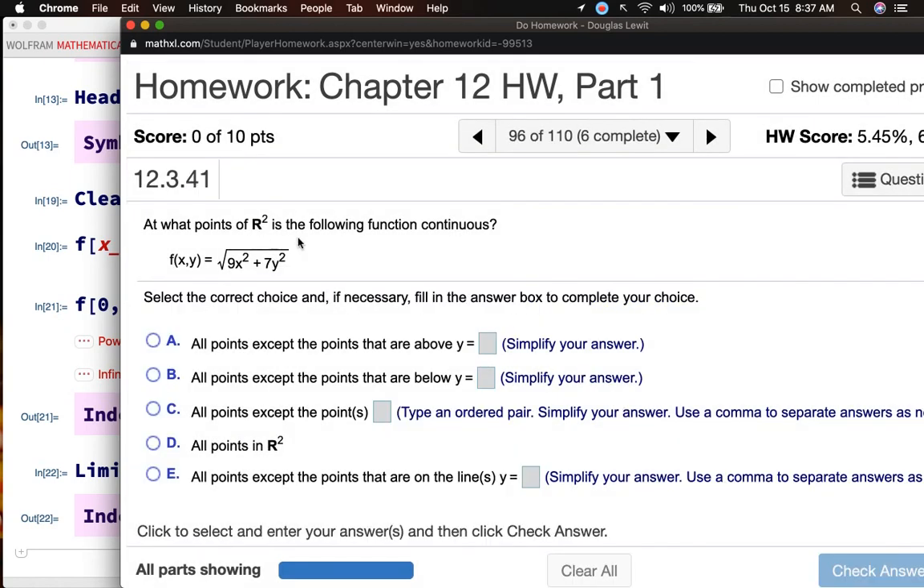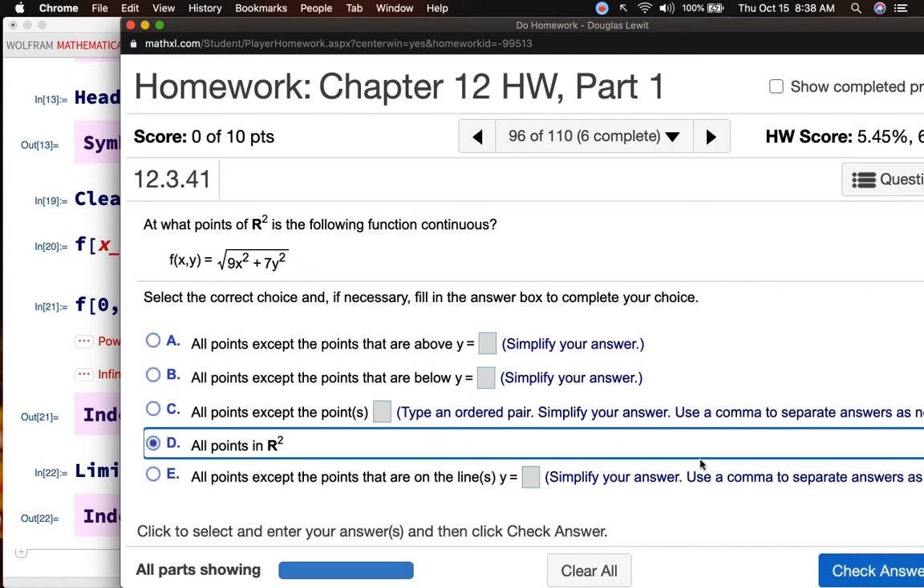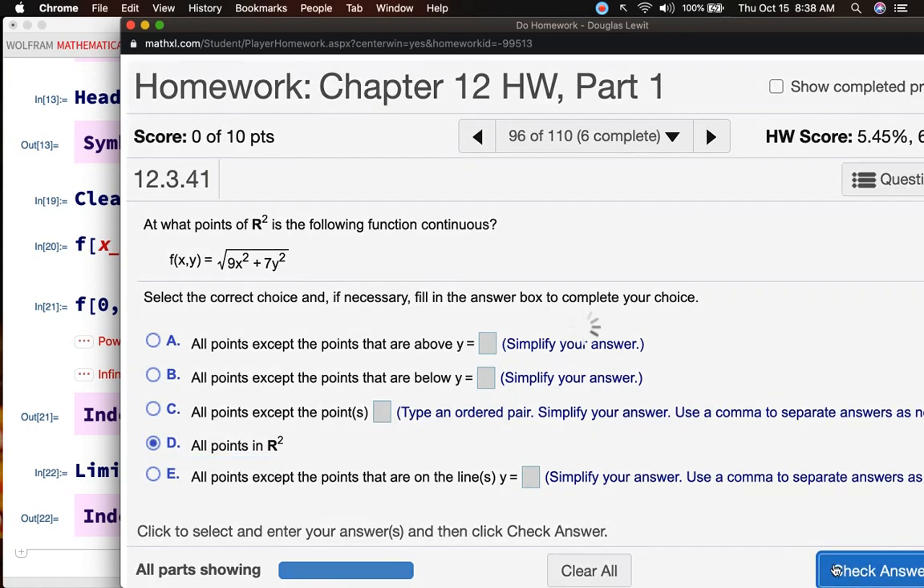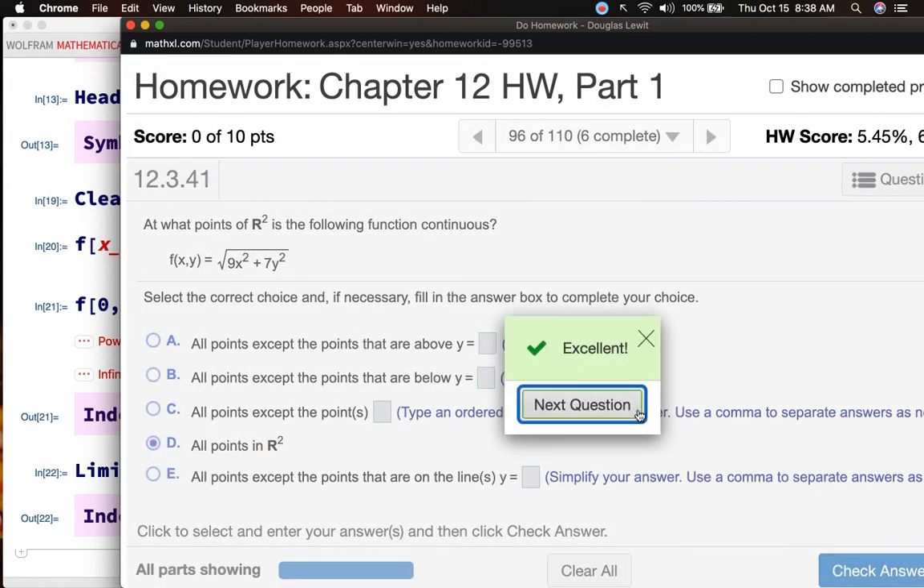At what points of R2 is the following function continuous? Well, now think about it. Think about it carefully. The quantity under the radical sign, is it ever negative? It's never going to be negative. It has to be 0 or greater. So therefore, the answer is simply all points in R2. And we're done.